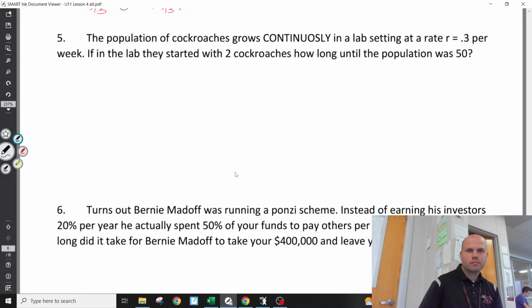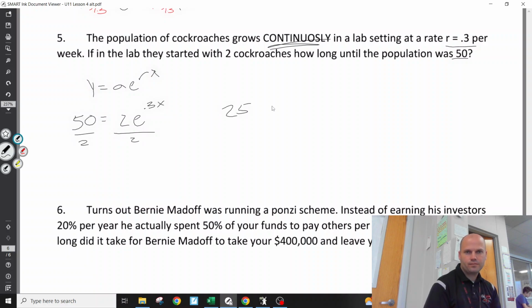Anyways, this is something you can bank on. The population of cockroaches grows continuously. Okay, continuously, y equals A e to the r x. R is 0.3. They're giving you the r. We started with 2 cockroaches. How long until the population was 50? 50 is the future. 2 is what I start. R is 0.3. Divide by 2. 50 divided by 2 is 25.